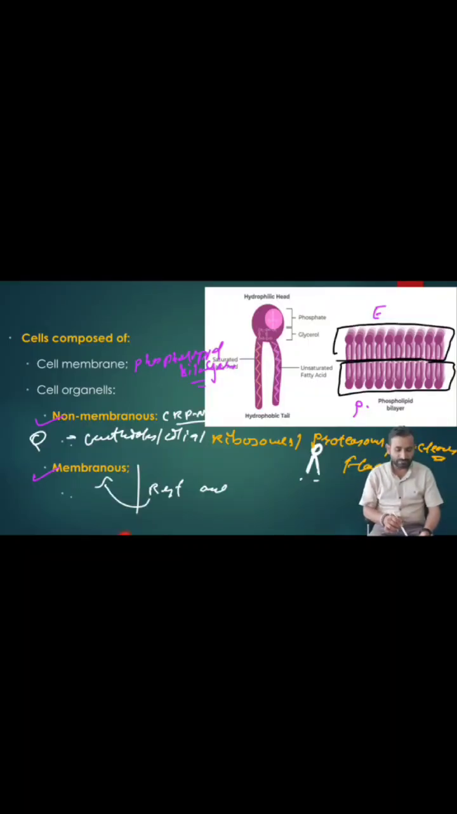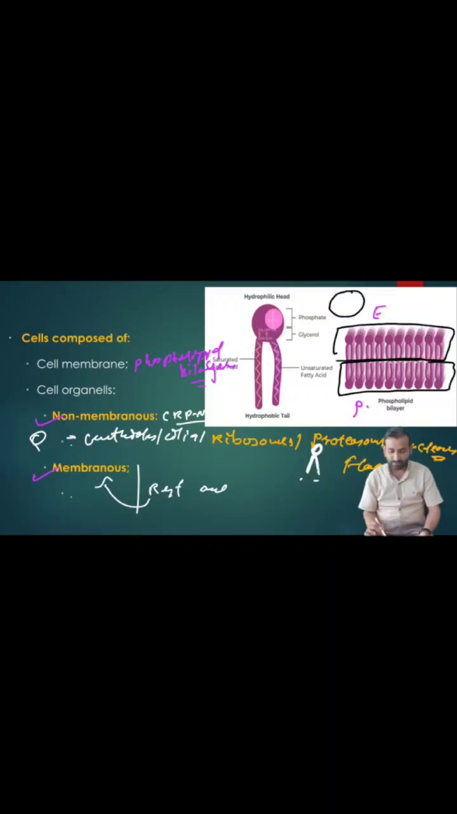Yes, so the cell is composed of what? Cell membrane and the cell organelles. Cell membrane consists of a phospholipid bilayer. This phospholipid bilayer means two layers, right? So one layer forms the E phase, one layer forms the P phase of the cell membrane. What is that E phase and the P phase of the cell membrane?